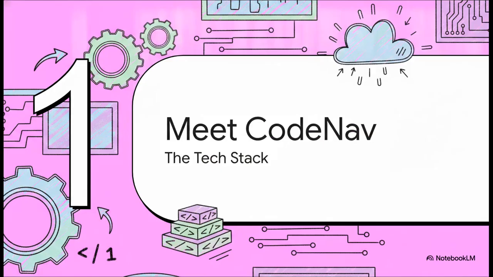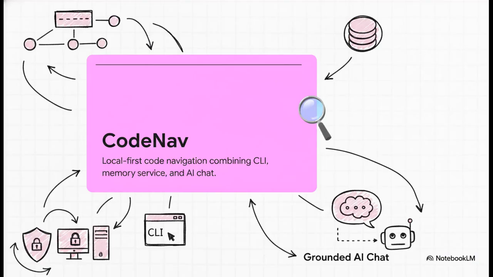Section 1. Meet CodeNav, and specifically, the tech stack. So, what exactly is CodeNav? Basically, it's a local-first code navigation assistant built to help you understand and explore massive code bases efficiently. It's a multi-part tool combining a command line interface, a local memory service, and a grounded AI chat that lets you seamlessly explore the graph-style structure of your code. The absolutely crucial point here is local first. You retain complete control over your code and its metadata. Literally nothing leaves your machine unless you explicitly tell it to.